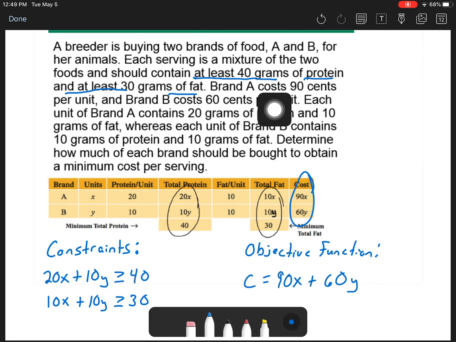Now here, this next statement: brand A costs 90 cents per unit, brand B costs 60 cents per unit. Okay, so that's something else. This is money. And so what we're trying to do is minimize the cost of making this food. So this is going to be our objective function here.